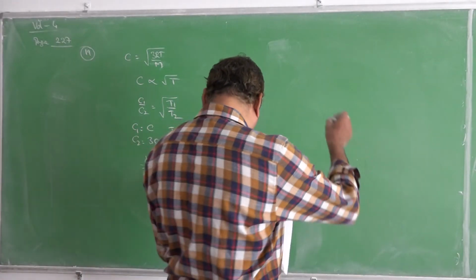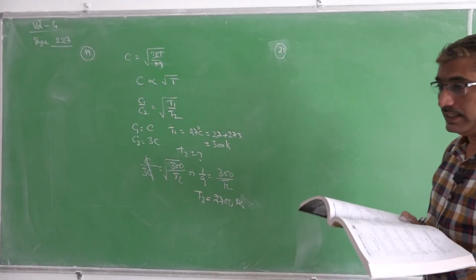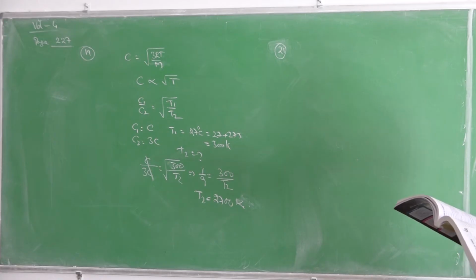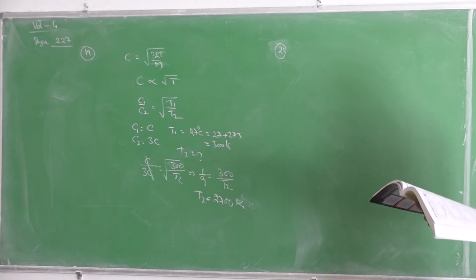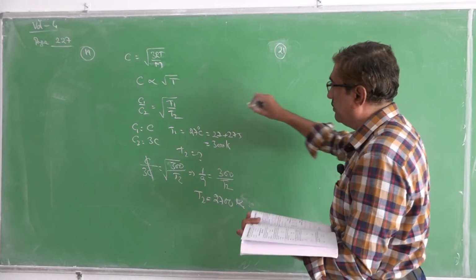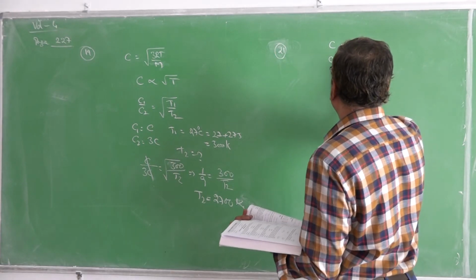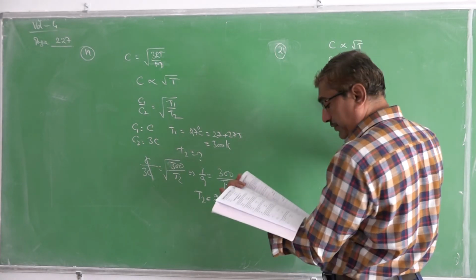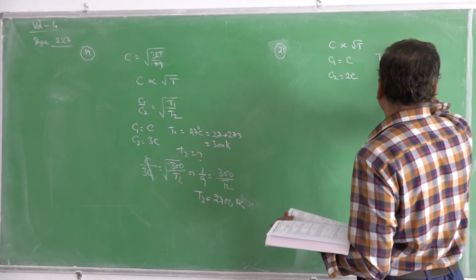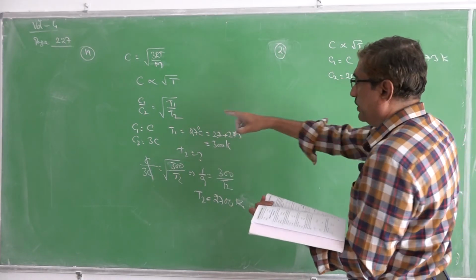Now 21. A sample of gas is at 0 degrees centigrade. To what temperature must it be raised in order to double the RMS speed of the molecule? Just similar to that one. So C is proportional to root T. C1 equal to C, then C2 is equal to 2C. Temperature T1 is 0 degree centigrade, that is 273 K. Then find T2.